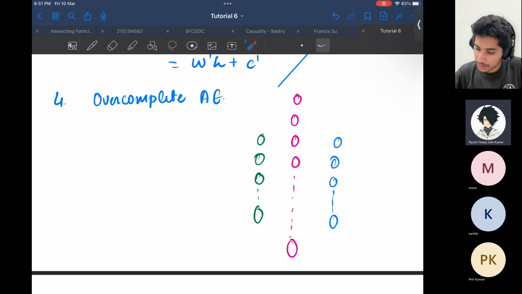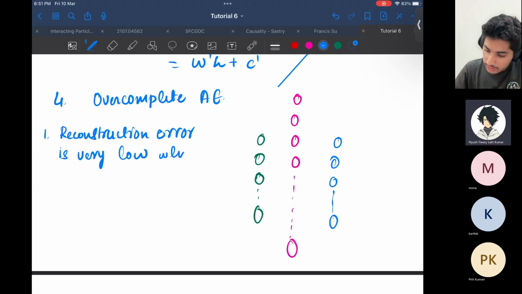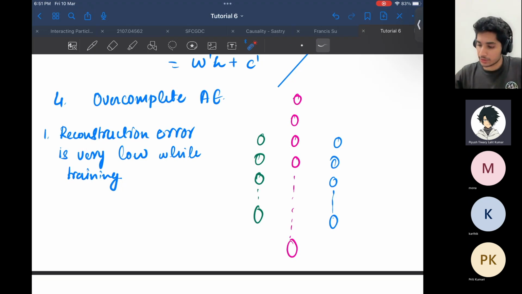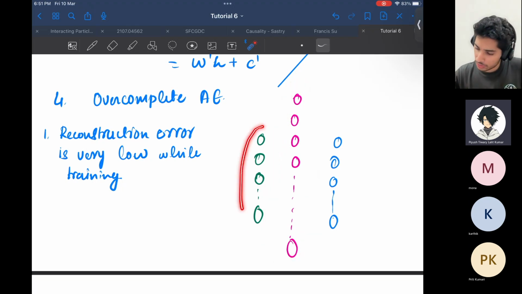So what can we say about this? There are options, so let us look at the options one by one. The first option says the reconstruction error is very low while training. Is this true? Well, let us have a look at it. Let us think of something simple. Since I know that there are more neurons here, is it possible that I can memorize the input?